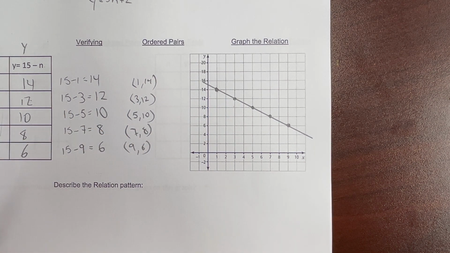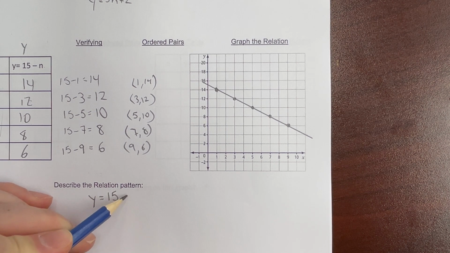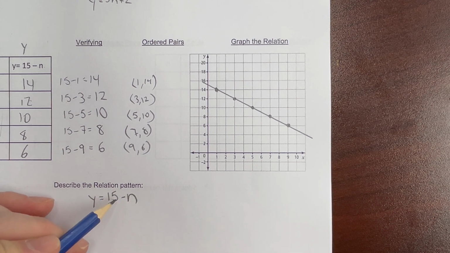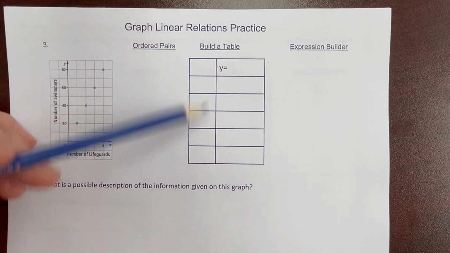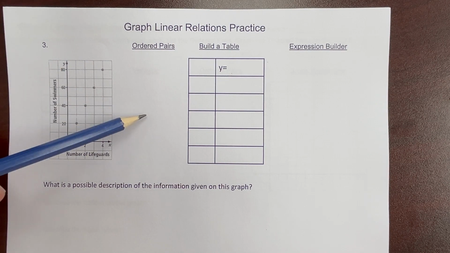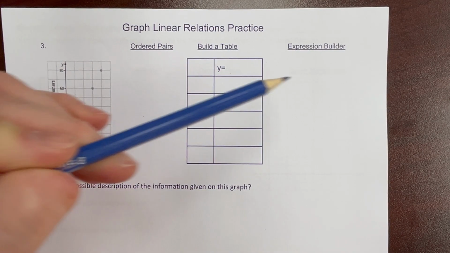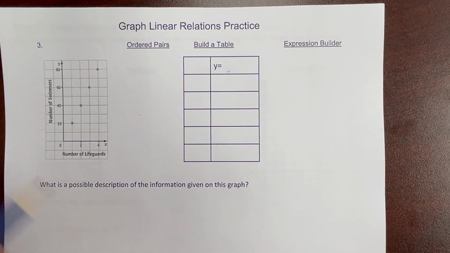And then we could also say the relationships. We could list the expression, which is y equals 15 minus n. So 15 subtract n is the expression. All right, so on this one, we don't have anything. We're going to go the opposite way. We've got the graph. We're going to pull the ordered pairs off of that, put it into a table, use the expression builder to find the expression that goes with it.